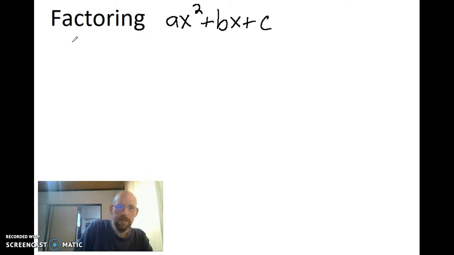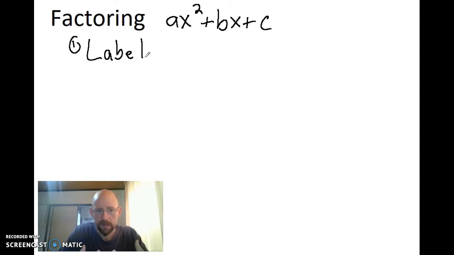First thing I want to take away is to label. Label A, B, C every time. I've done this for going on 20 years now. I still label A, B, and C. It's a quick thing, takes 5 seconds, makes sure you don't mess anything up.